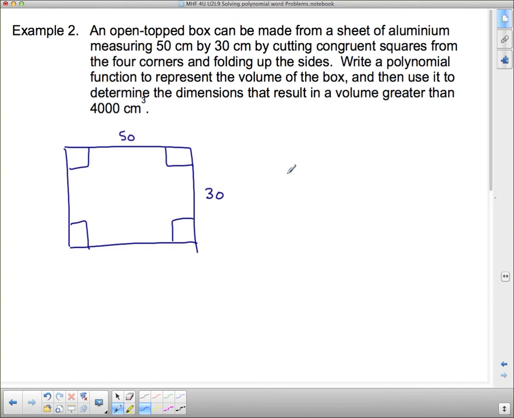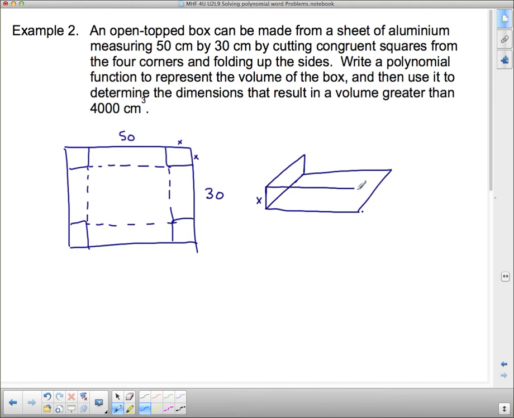Now what's going to happen here is we're going to cut them out so we have the bottom of the open top box, which will come from when I fold up those sides. And we don't know how thick the side is, so we're going to let it be x by x. So when I fold up the sides like so, the height of those folds is x. And so we're folding up the sides for my open top box. Okay, so this thing folds into that thing.